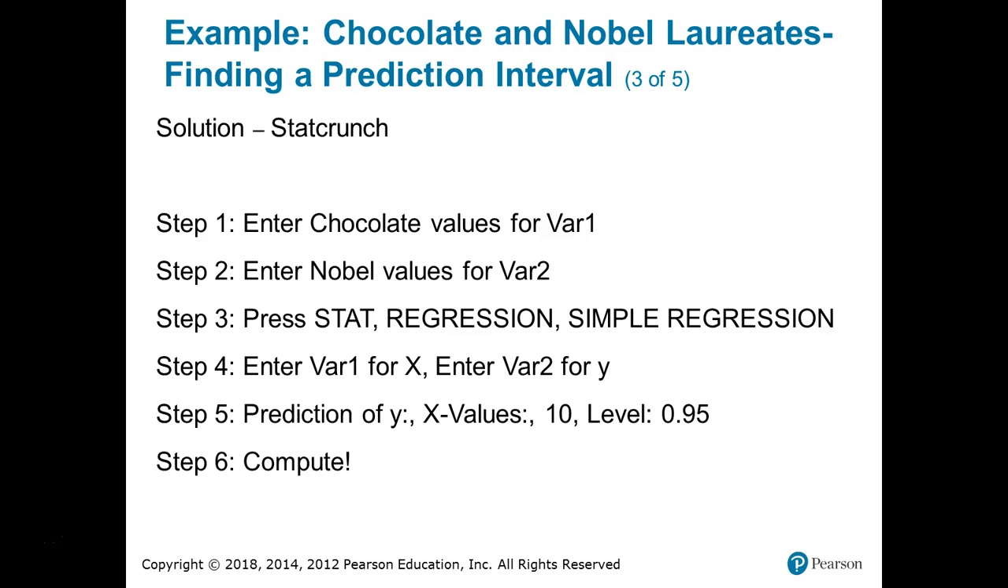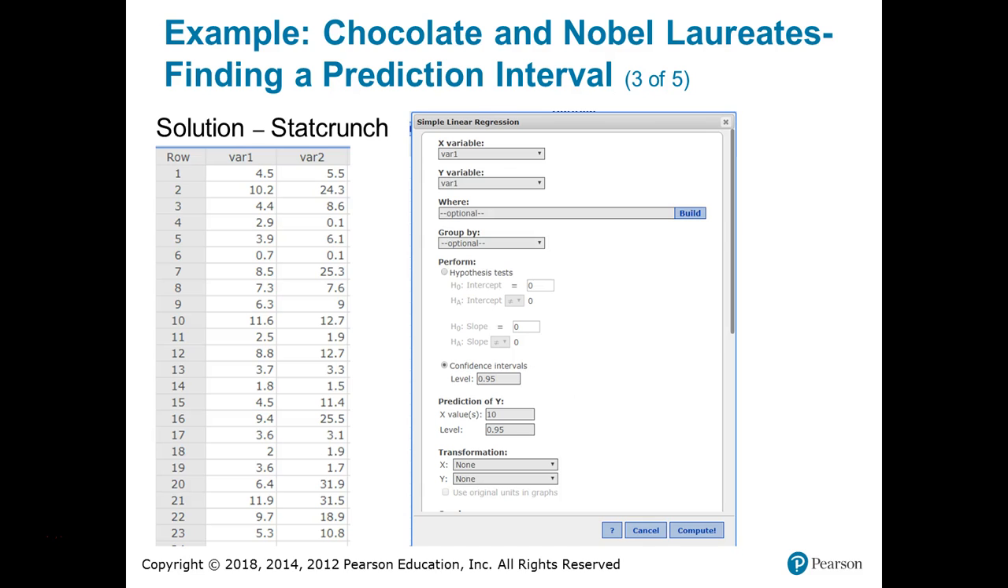And then step 5 is the prediction value of y, have that be set to x value 10 and the level 0.95. Just to show you what that looks like, here is your variable 1, variable 2 typed in. Once you're here, have your variable 1 be your x variable, variable 2 be your y variable. That's a mistake right here, so make sure you note that variable 2 is your y variable.